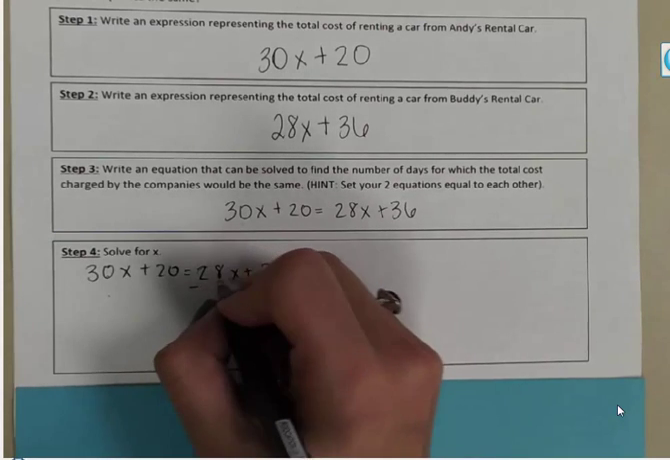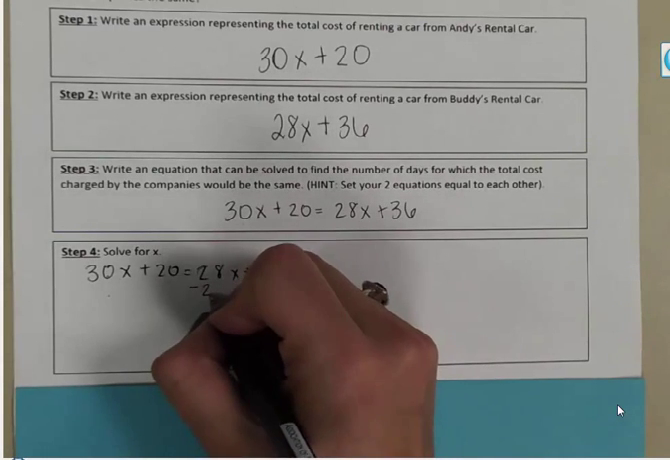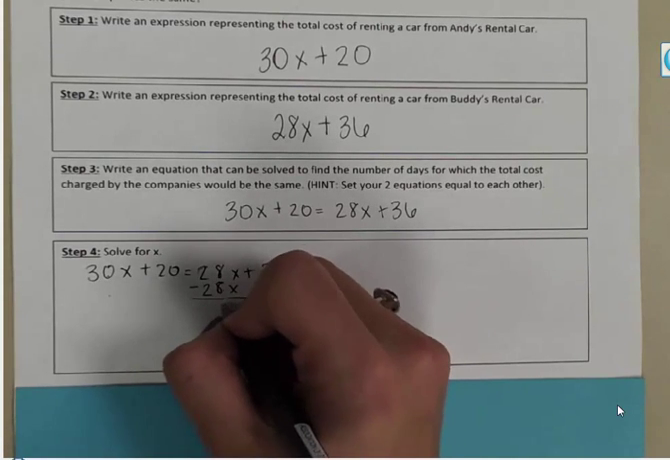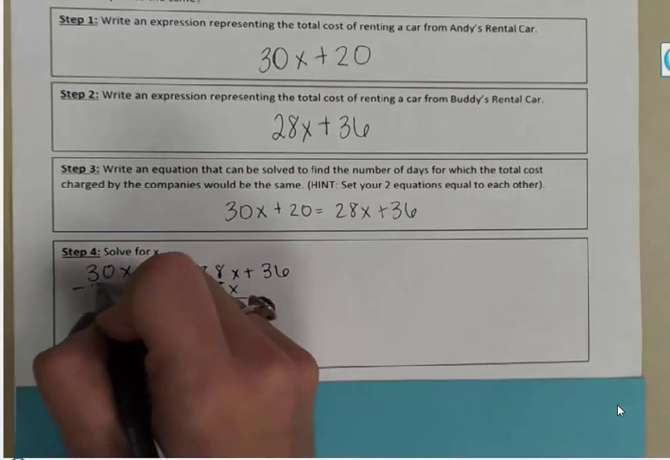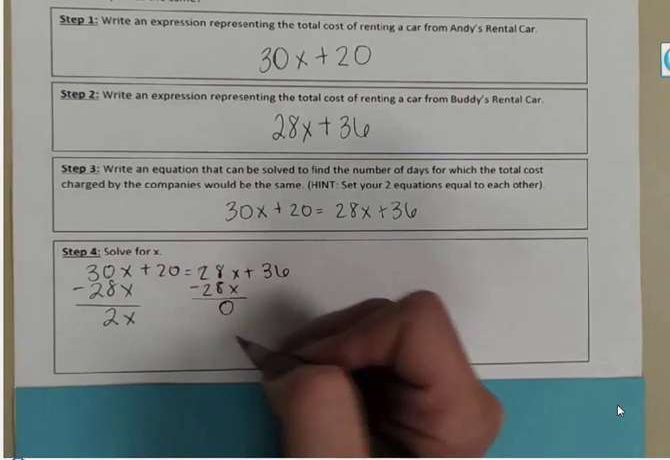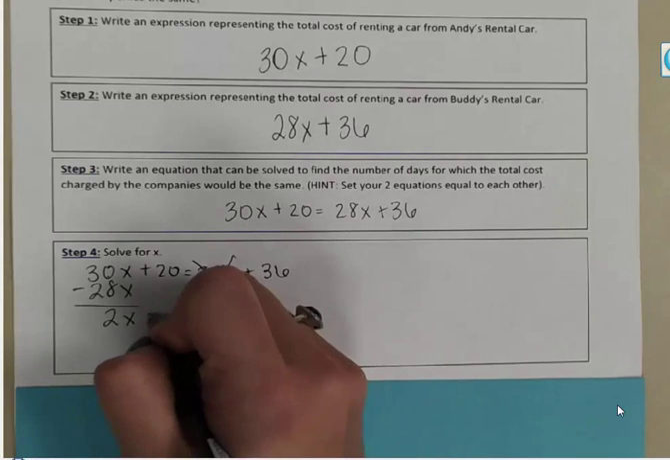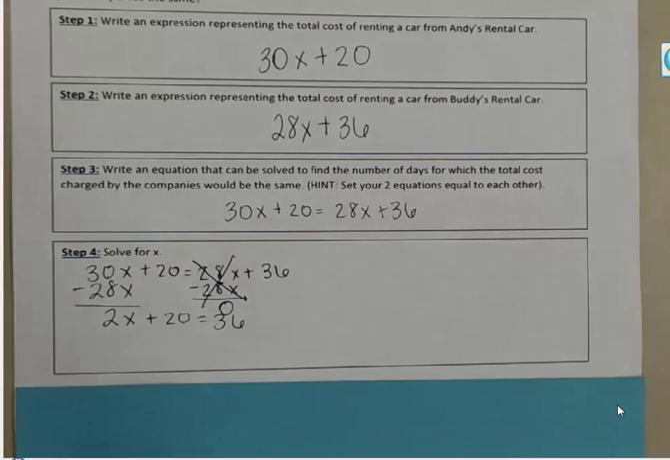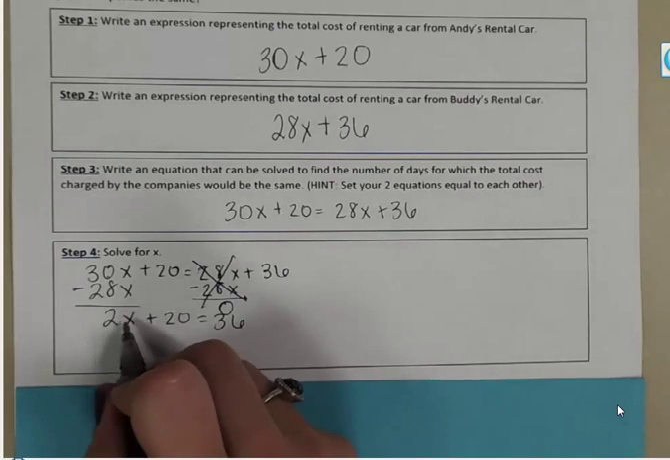So how do we get rid of positive 28x? You subtract 28x. That gives you 0. So we subtract 28x on this side. You have 2x. This cancels out. Rewrite your equation. Now, aliens have staked this side. The x's are on this side.